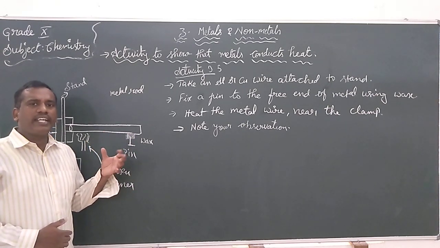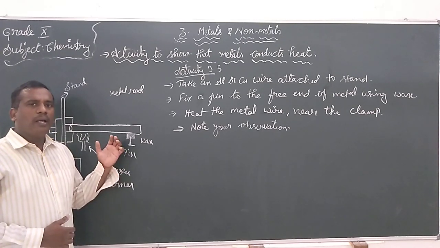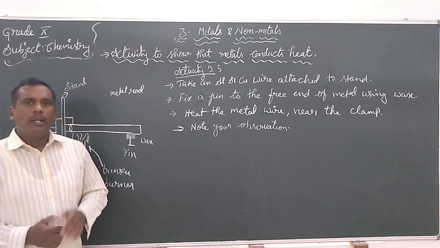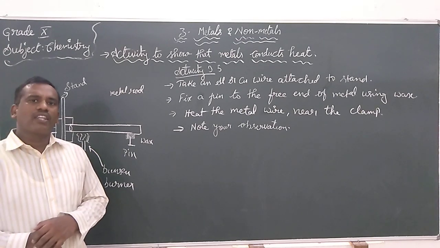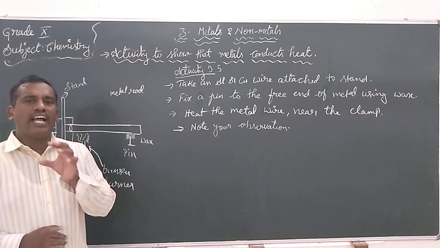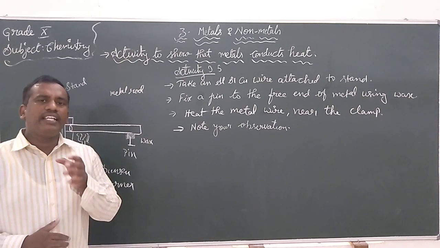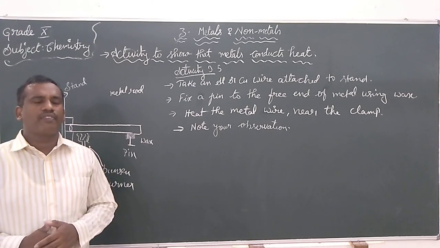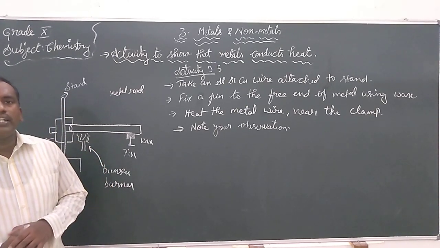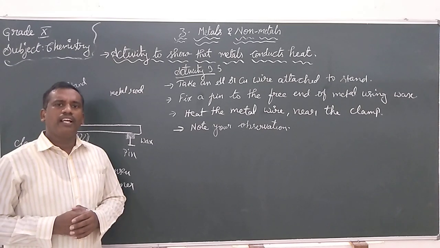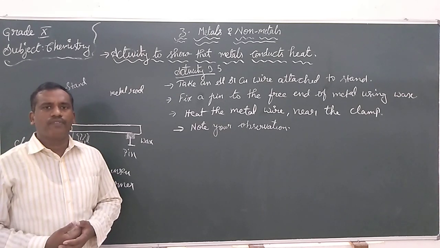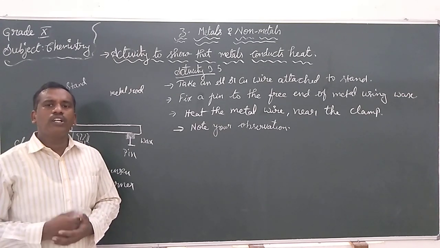Is the metal rod melting or is the wax melting? Wax is also made with the fats of animals or plants. It is a form of carbon. Carbon is a non-metal. It cannot conduct heat, but it melts at a very low temperature.